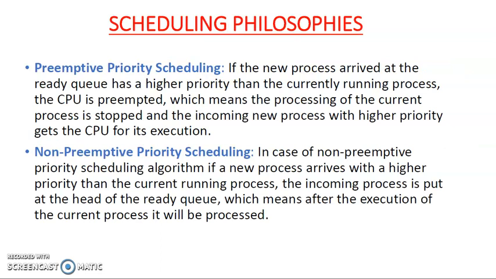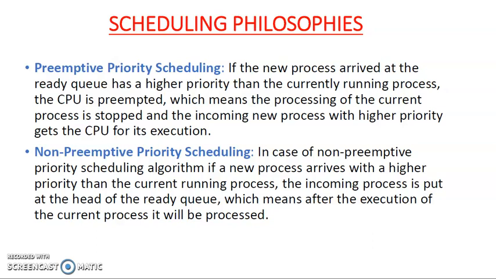Then priority scheduling provides some philosophies. The first one is preemptive priority scheduling, or you can call it a preemptive policy. So the scheduling philosophies provide two priority schedulings. The first one is the preemptive and the second one is the non-preemptive.